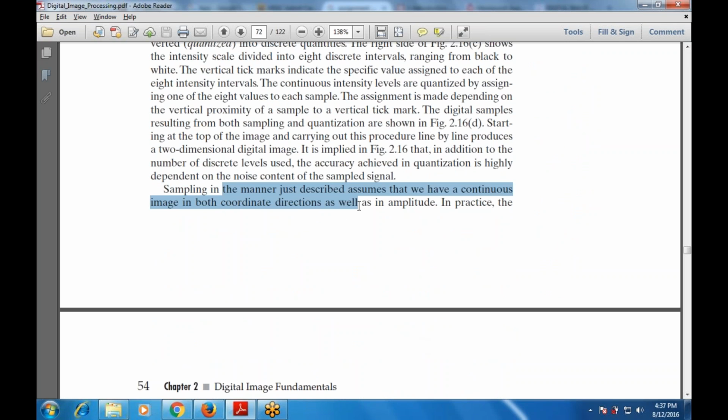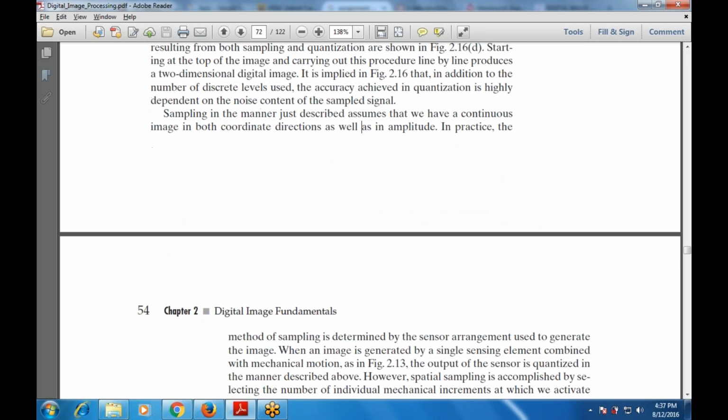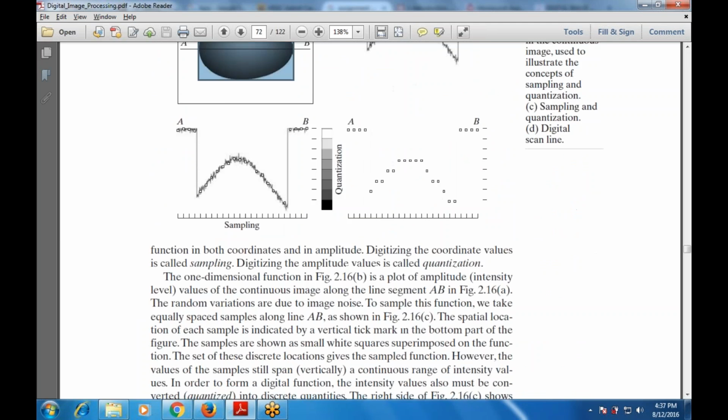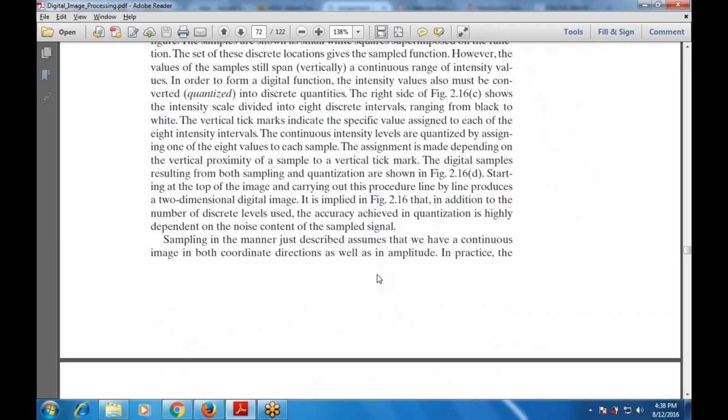And sampling in this manner, just to describe, assume we have a continuous image. This is one of the assumptions, that we have a continuous image like this one, with various wavelengths and various image directions. So we have to proceed with this continuous, analog image, in both the coordinates as well as the amplitude.